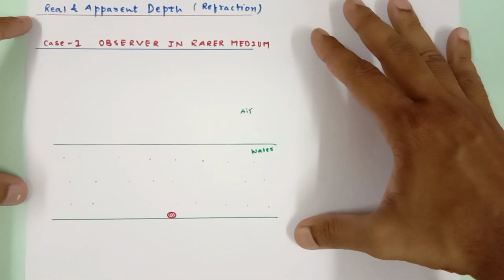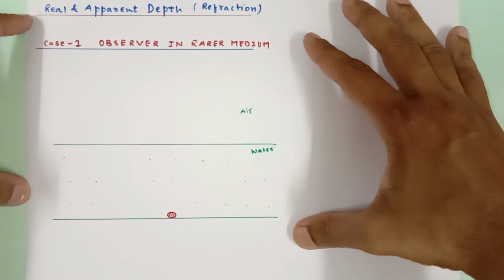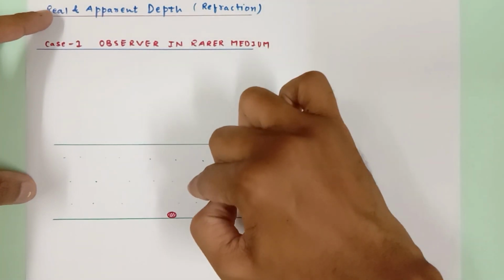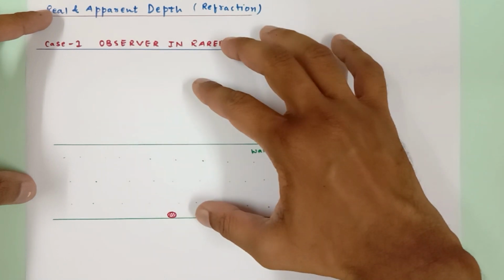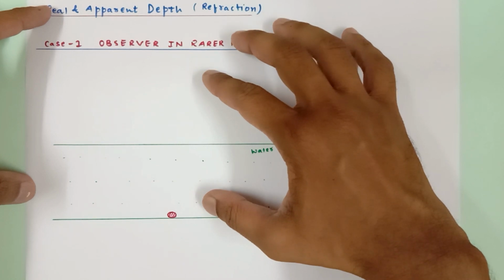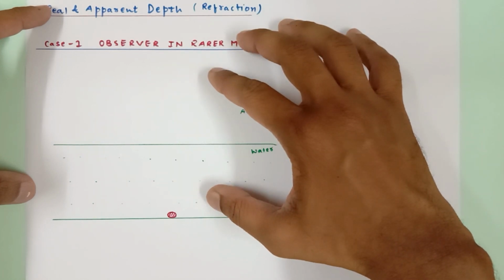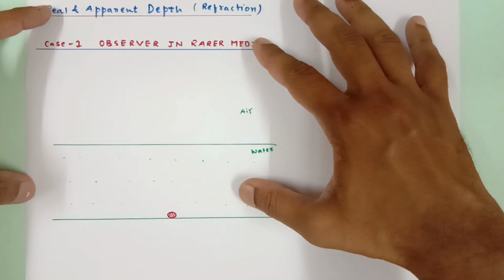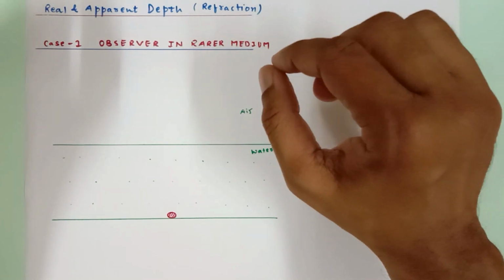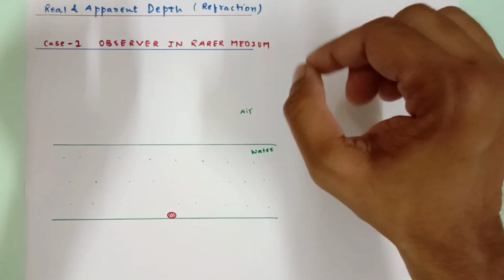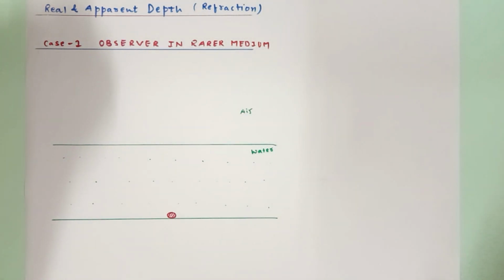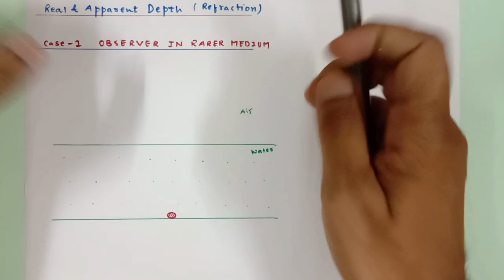So this is the first case in which I'm going to relate real depth and apparent depth with the refractive index of both the mediums. Now this calculation is done with one thing in our mind, that all the angles which are considered over here are small. So when all angles are small, sine theta is equal to tan theta, which is approximately theta in radians. Right, people? Okay, so now let's begin.